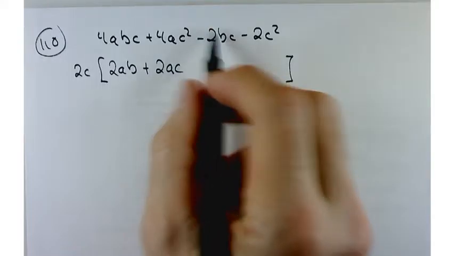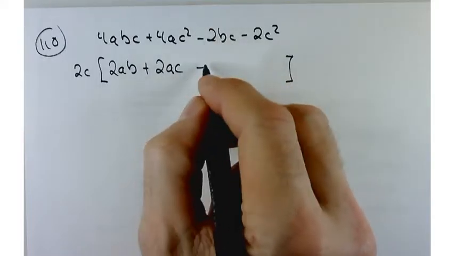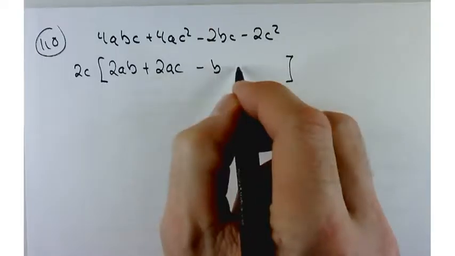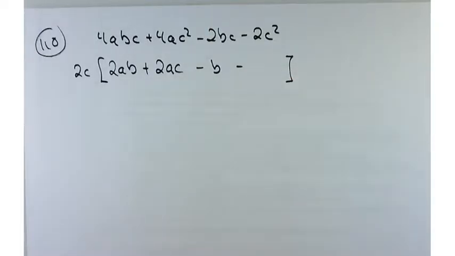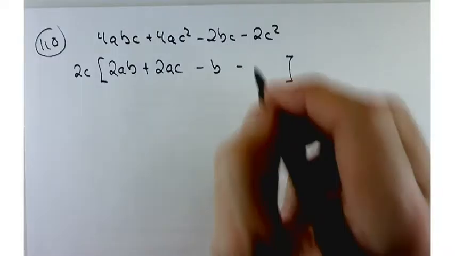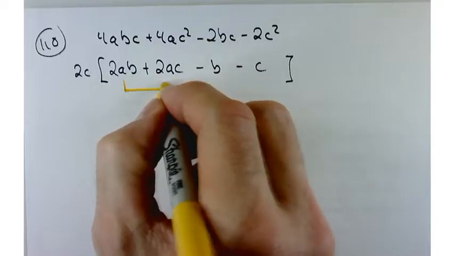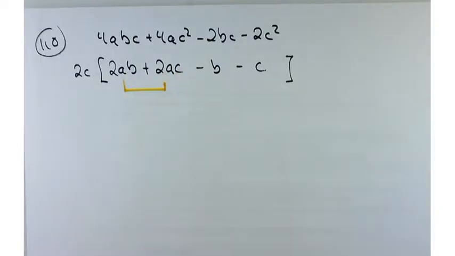If I factor out a 2 and a c, not much left here, right? Just a minus. So minus b. How about the last term? Rochelle, what's left there? Good, minus c. Nice. So we got rid of our GCF. That's fine. Let's now see if we can't factor by grouping.